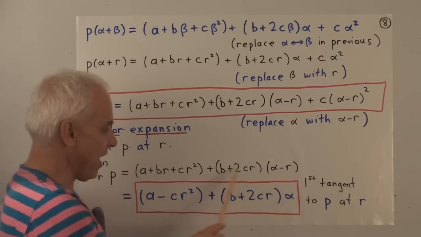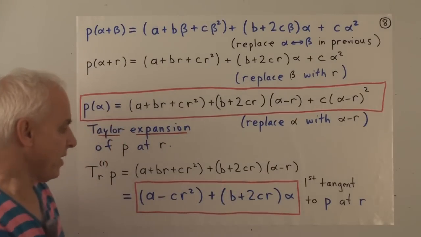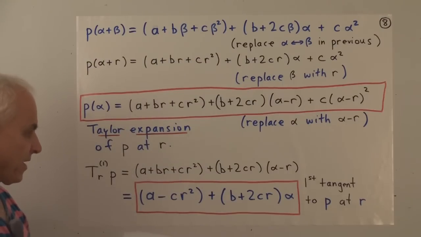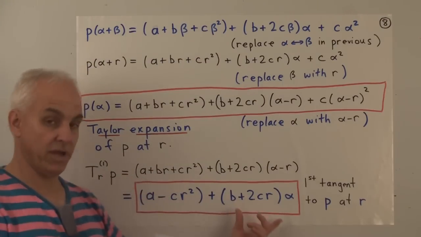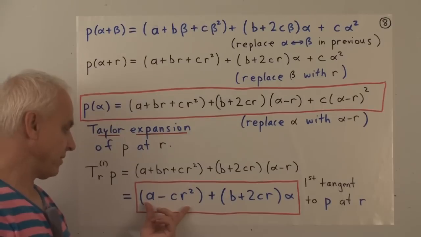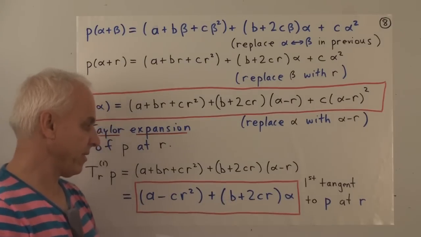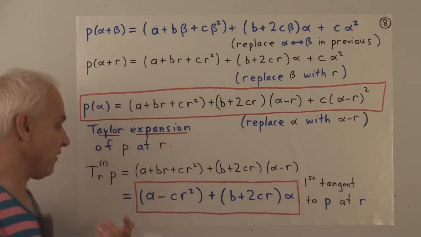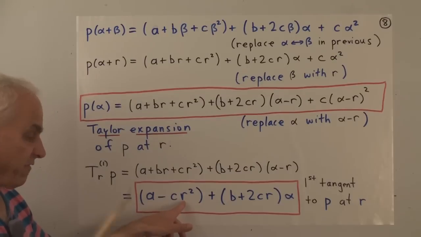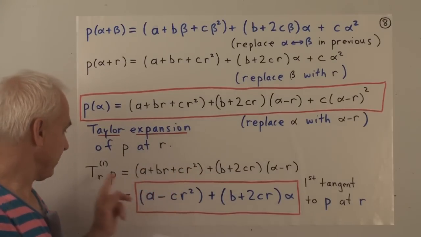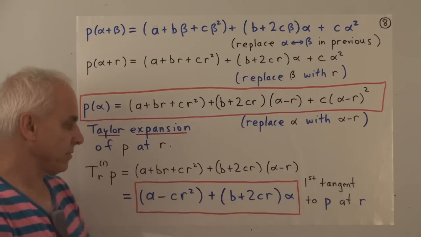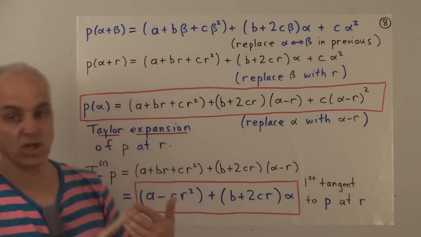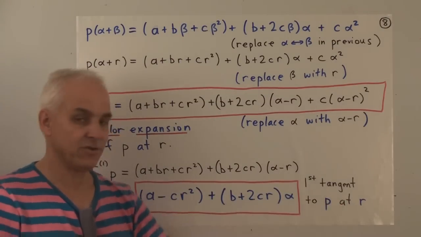And then the terms involving alpha will be just the way they were before. b plus 2cr times alpha. What is this? This is a linear polynumber. That's a number. That's a number. These numbers involve the original coefficients a, b, and c of the polynumber and the particular value at which we're evaluating, the number r. So this is a formula for the general first tangent, or the tangent line, to p at r.